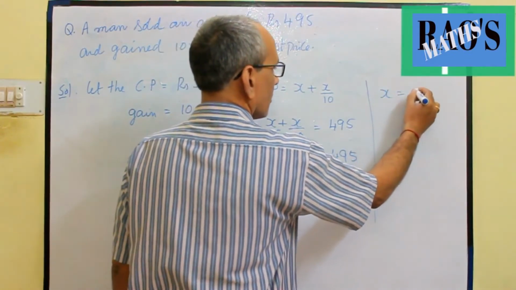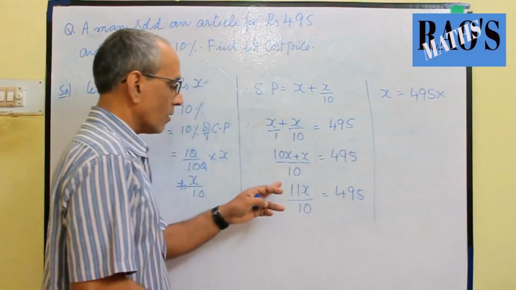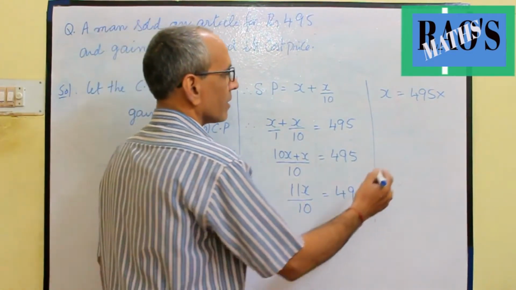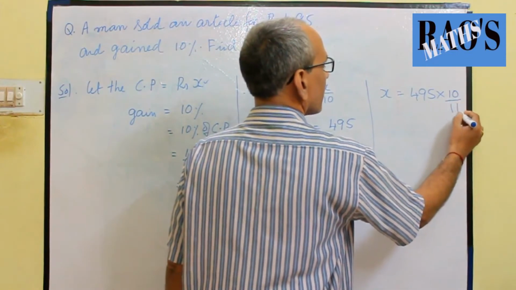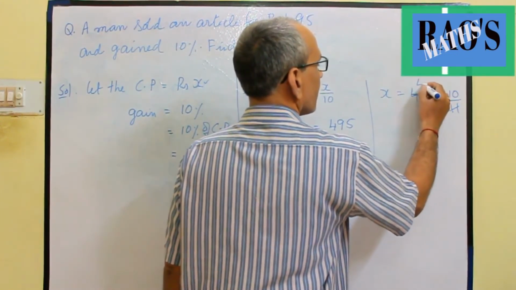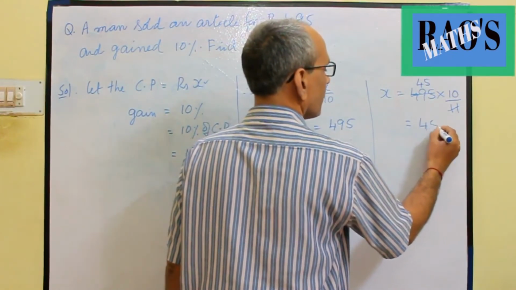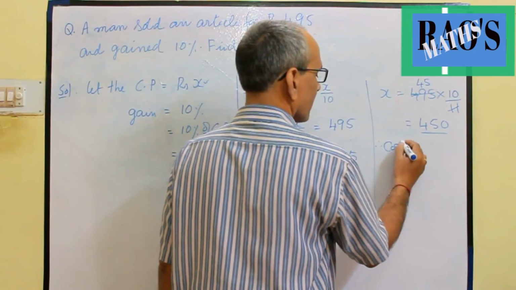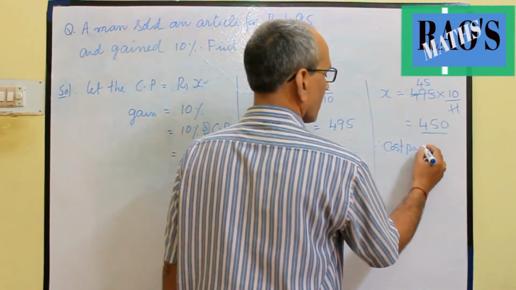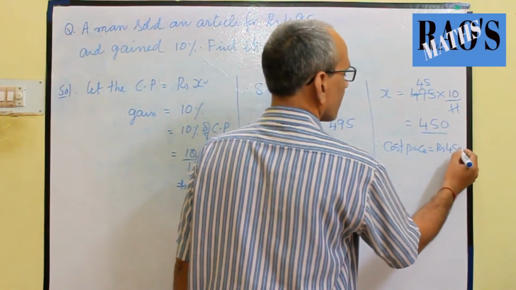X is equal to 495 into the reciprocal of 11 by 10, that is 10 by 11. 11 goes 45 times. So we reach 450. Therefore, cost price is equal to rupees 450.